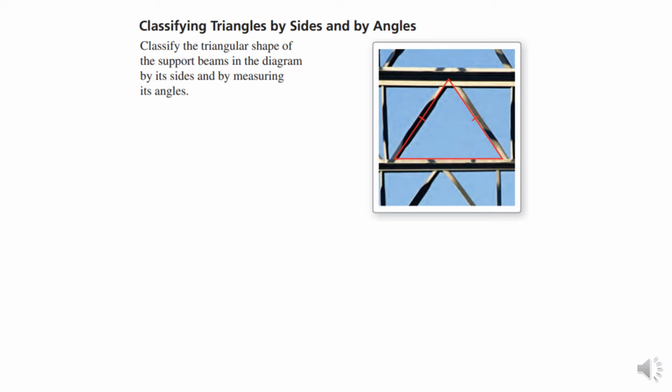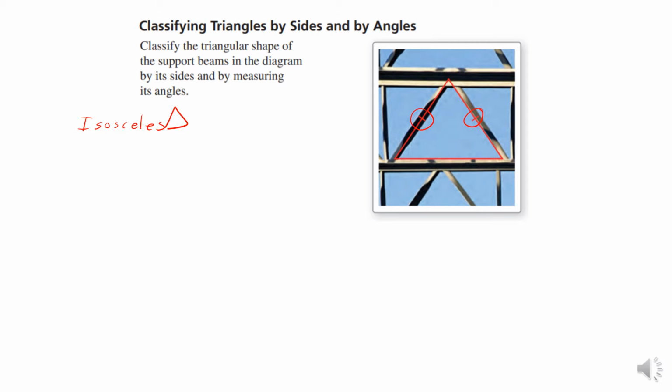Okay, so we're going to look at this triangle, and it says classify it by its sides and by measuring its angles. So the first thing that I'm going to do is look at this. It's marked that these are equal, so this is an isosceles triangle.